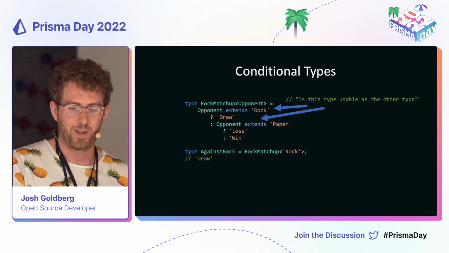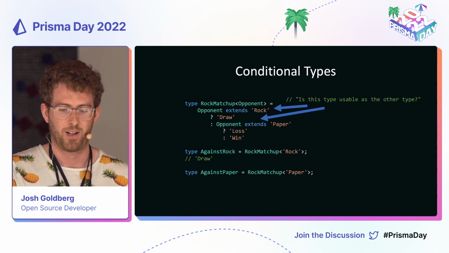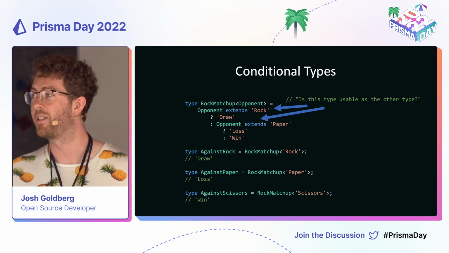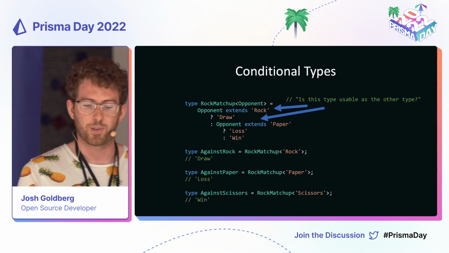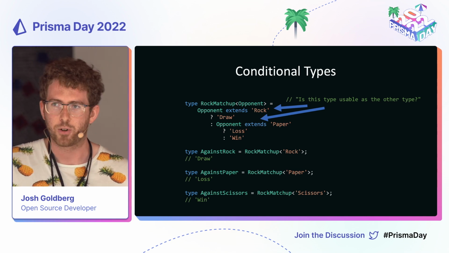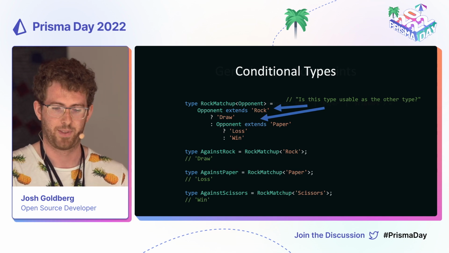It's draw, because, well, that's what the logic says. It's rock, so it's draw. Against paper, it's going to be loss, and then against scissors, win. Cool. So we have logic in the type system. And that logic is really important, because we have already said that our goal is to be able to represent that the return type of a function is changed based off the arguments given.